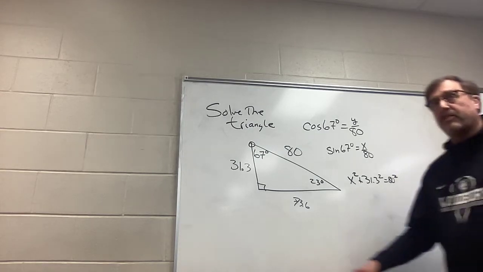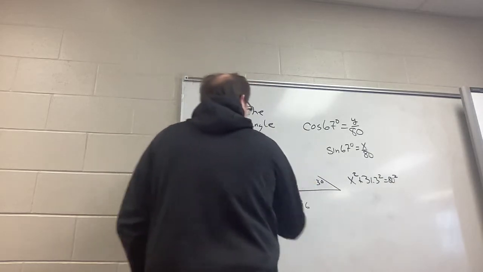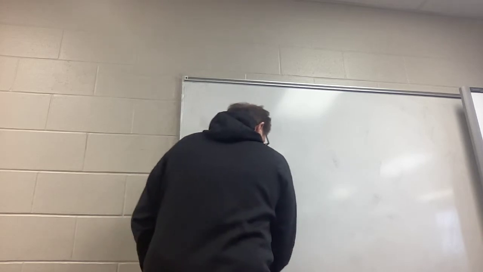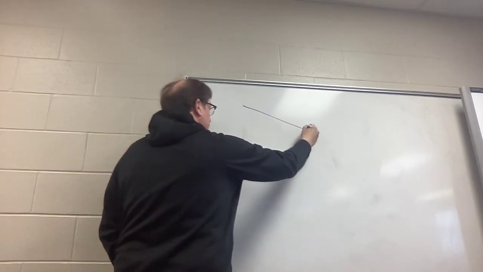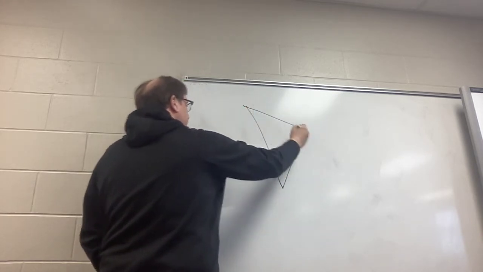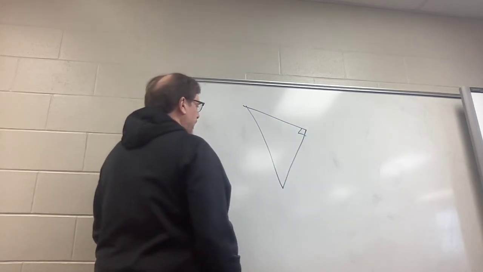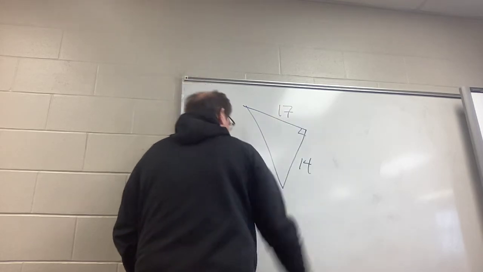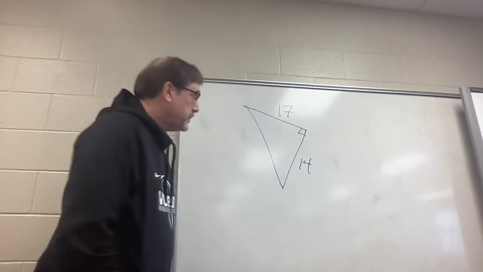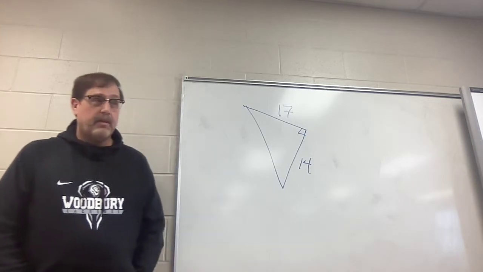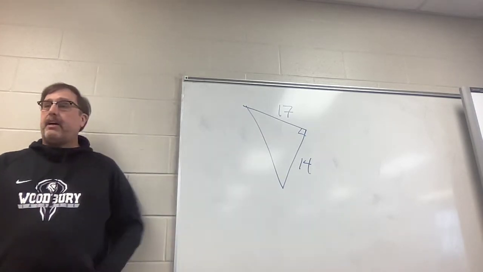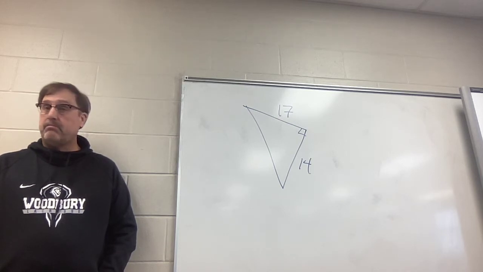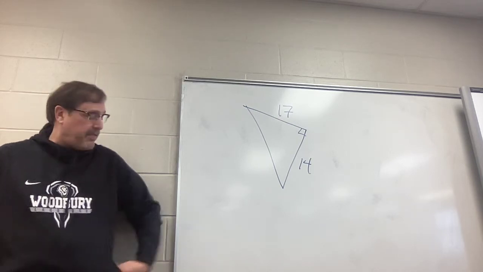One more example. I have a triangle. Today's triangles all have 90 degrees. And I know that this is 14 and this is 17. Could I choose to find that hypotenuse? Sure could if I want. A squared plus b squared. I think that's what I'm going to do.